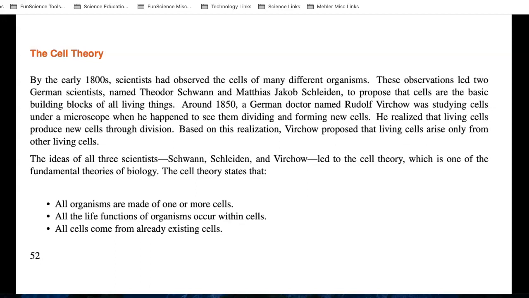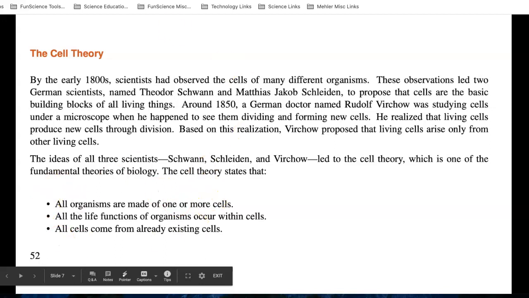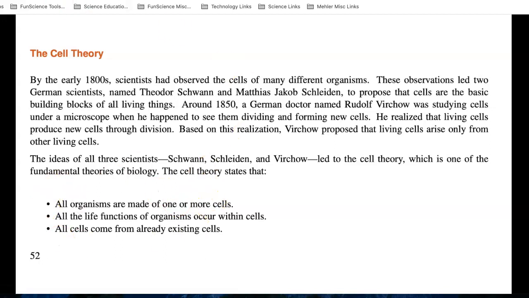And these are the three tenets of the cell theory. All organisms are made up of one or more cells. All life functions of organisms occur within cells. And all cells come from existing cells. And that's pretty amazing when you think about it, because the one cell that you started out as came from your parents. The one cell that they started out with came from their parents, and back and back and back generations. All cells come from pre-existing cells, and these three tenets are known as the cell theory.